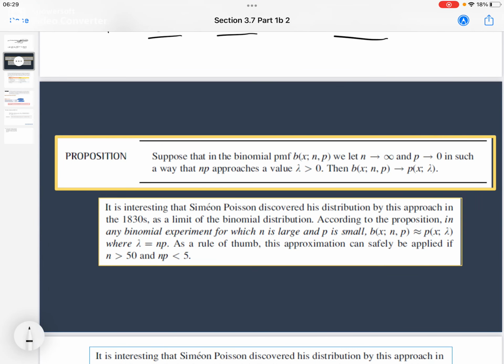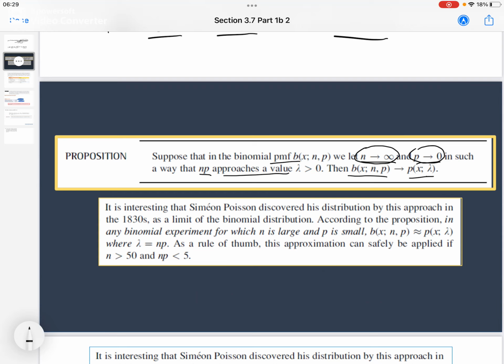The proposition says, suppose that in the binomial PMF, we let n tend to infinity, so n is some large value, and we let p tend to 0, where p is a small probability value, in such a way that n times p would approach some value lambda that is greater than 0. If that is the case, so if these two things happen, n approaches infinity and p approaches 0, then the PMF of the binomial will approximately tend to the PMF of the Poisson distribution.